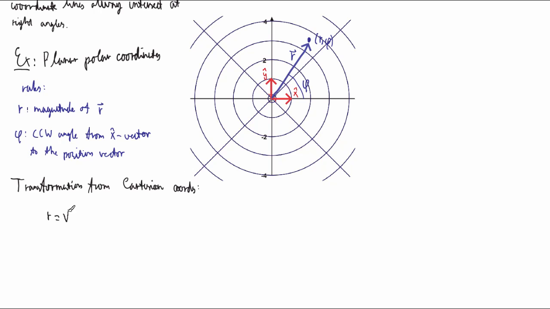And that's as follows. So r is the square root of x squared plus y squared. Phi is the arctangent of y over x, although you might have to add pi to this in order to be able to correctly label positions in the third and fourth quadrant. We can also go backwards and find an inverse transformation.